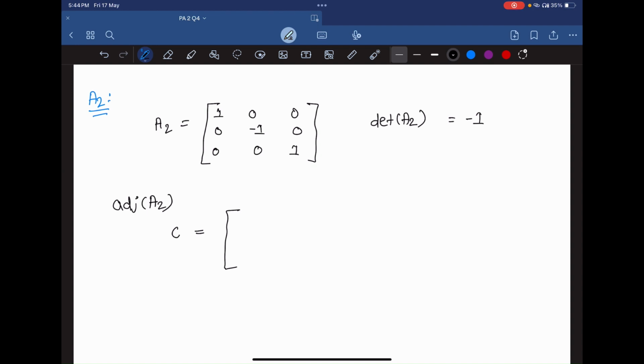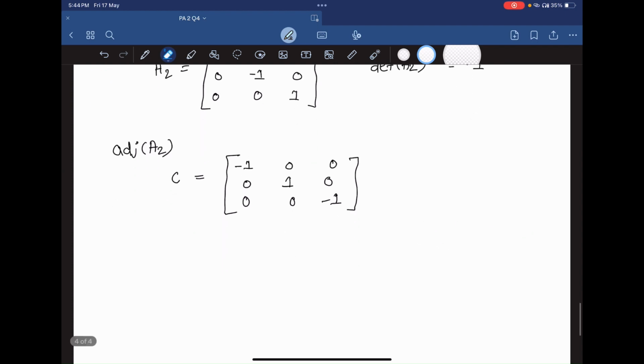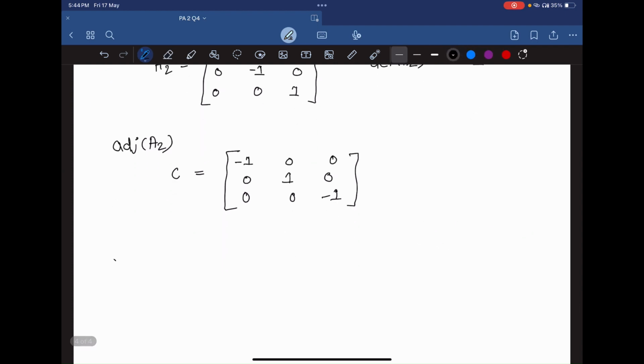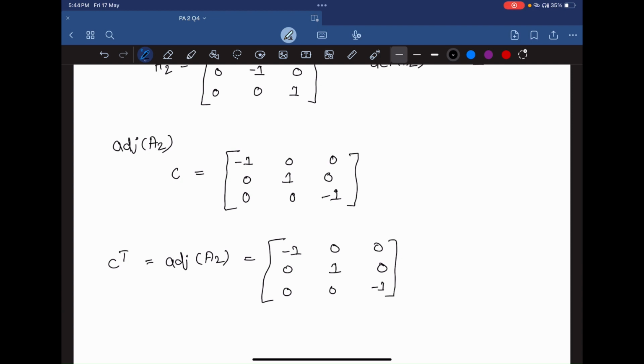As calculated before, the cofactor matrix for it would be minus 1, 0, 0, 0, 1, 0, 0, 0, minus 1. And the transpose of this gives us adjugate for matrix A2. So C transpose, that is adjoint for matrix A2, is given by minus 1, 0, 0, 0, 1, 0, 0, 0, minus 1. It is the same.